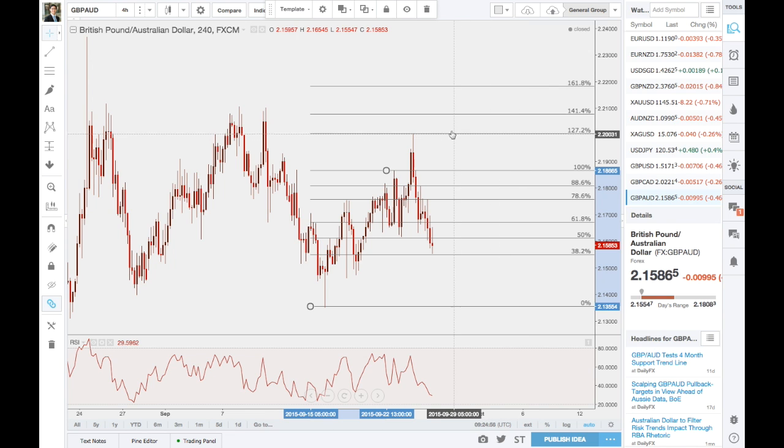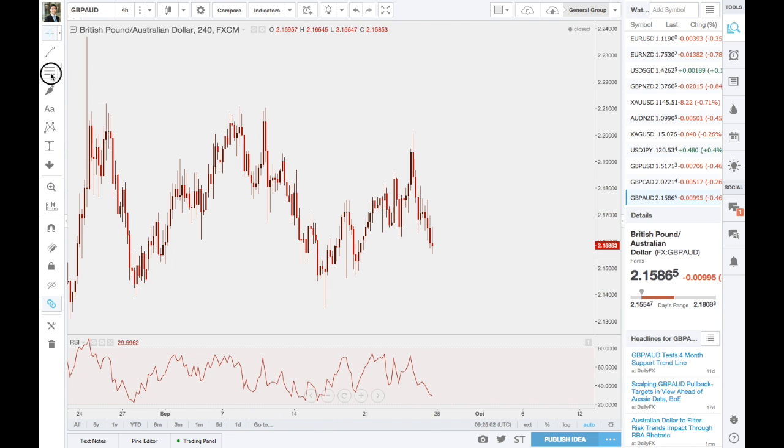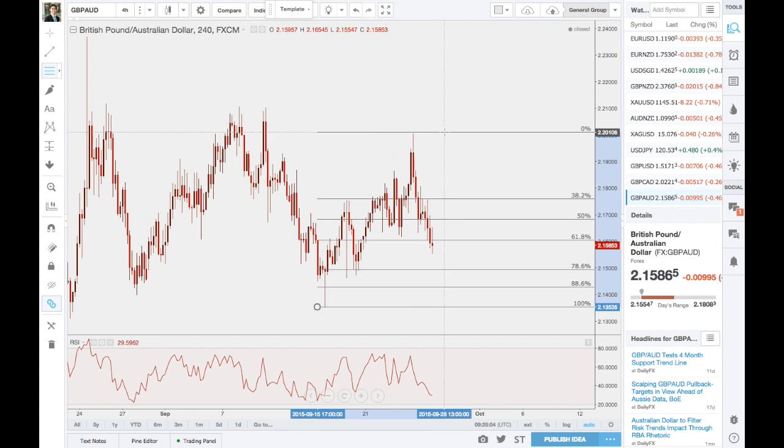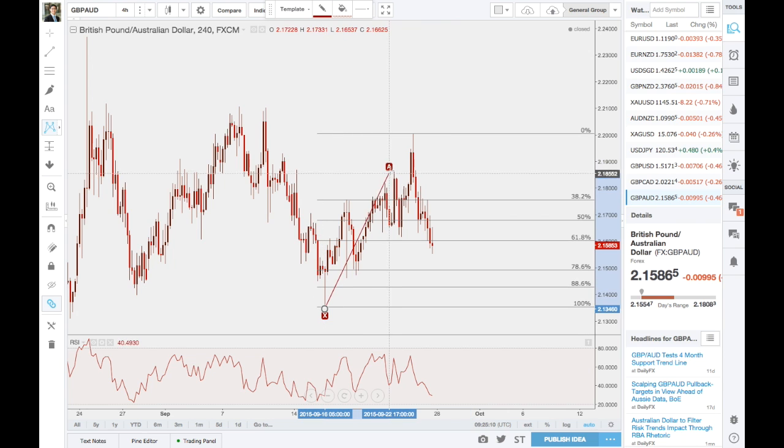So this gives us a valid extension of C point. So with all this, what we simply need is to find the completion pattern. The completion point of the cipher pattern is at the 786 retracement. So this is how the pattern will look like.